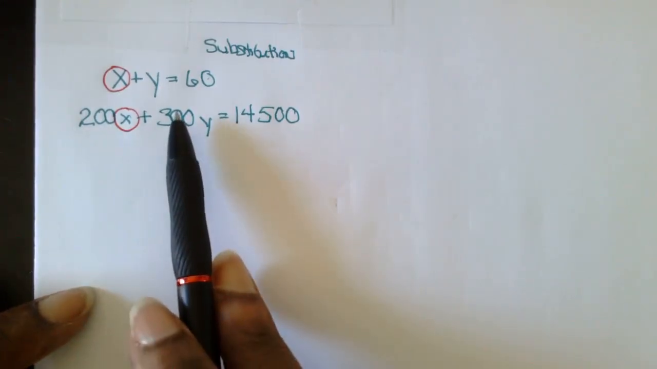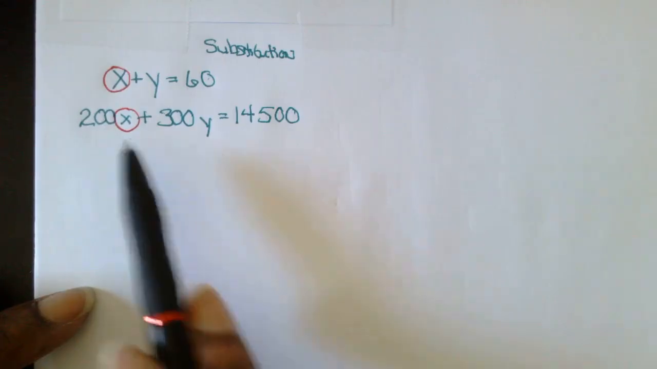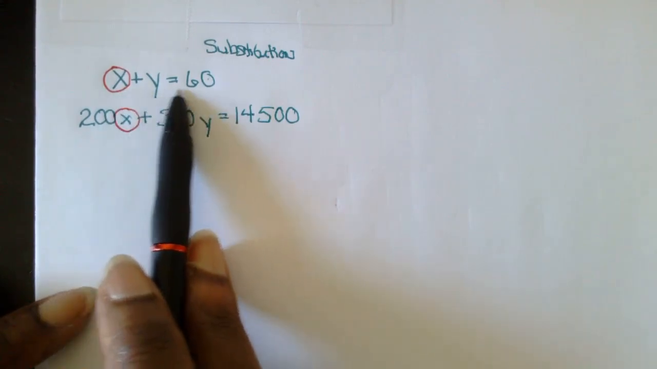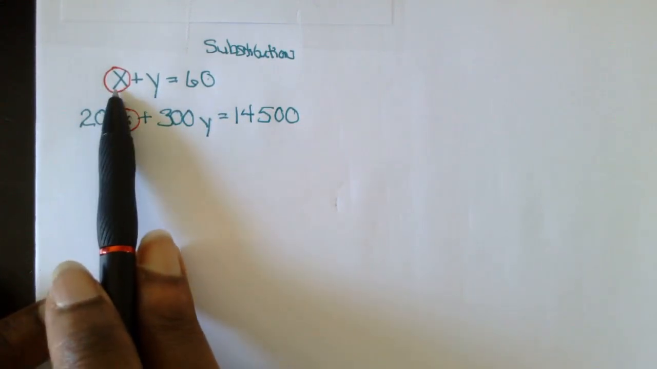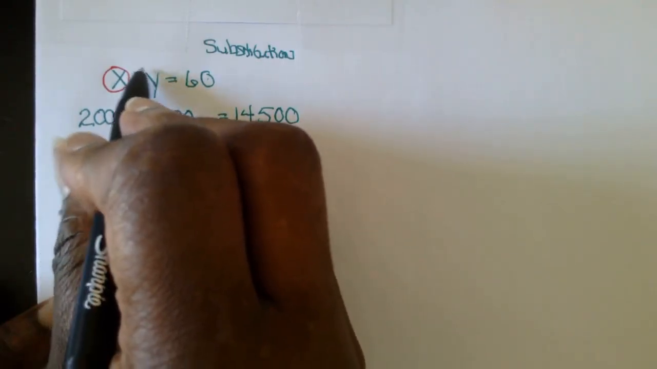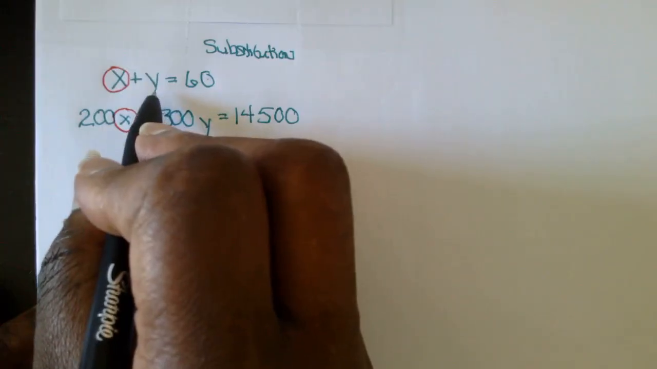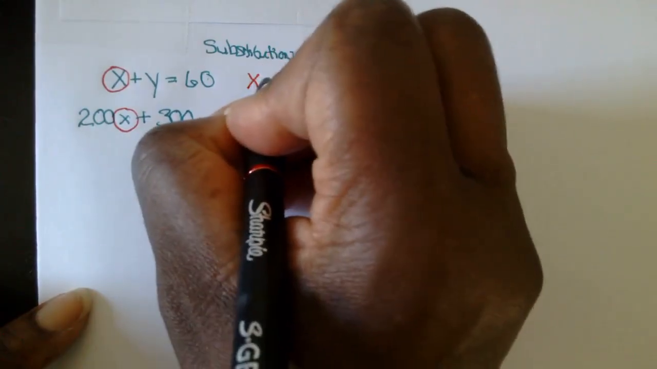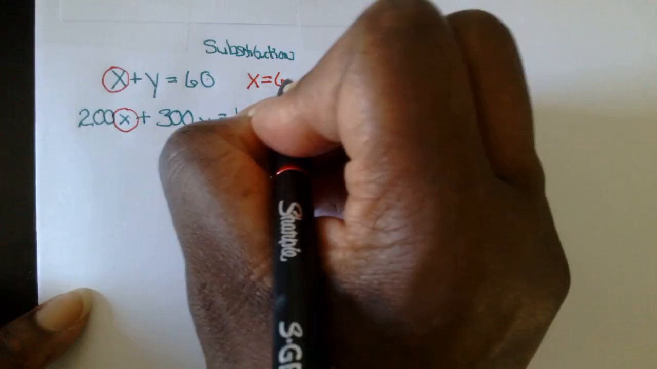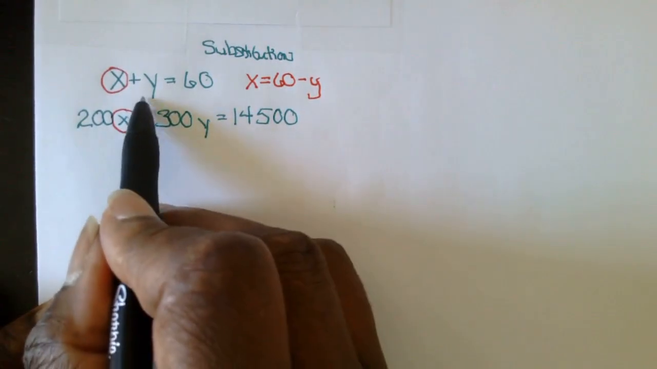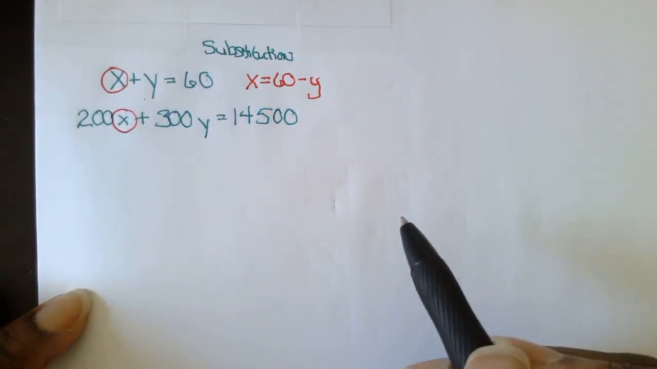So the best thing in order for me to get rid of the X's so I can solve for Y is to solve this first equation for X. If I need to solve this for X, that means I have to do the inverse of adding Y. I have to subtract Y. So my new equation is going to be X equals 60 minus Y, because I had to subtract Y on both sides.